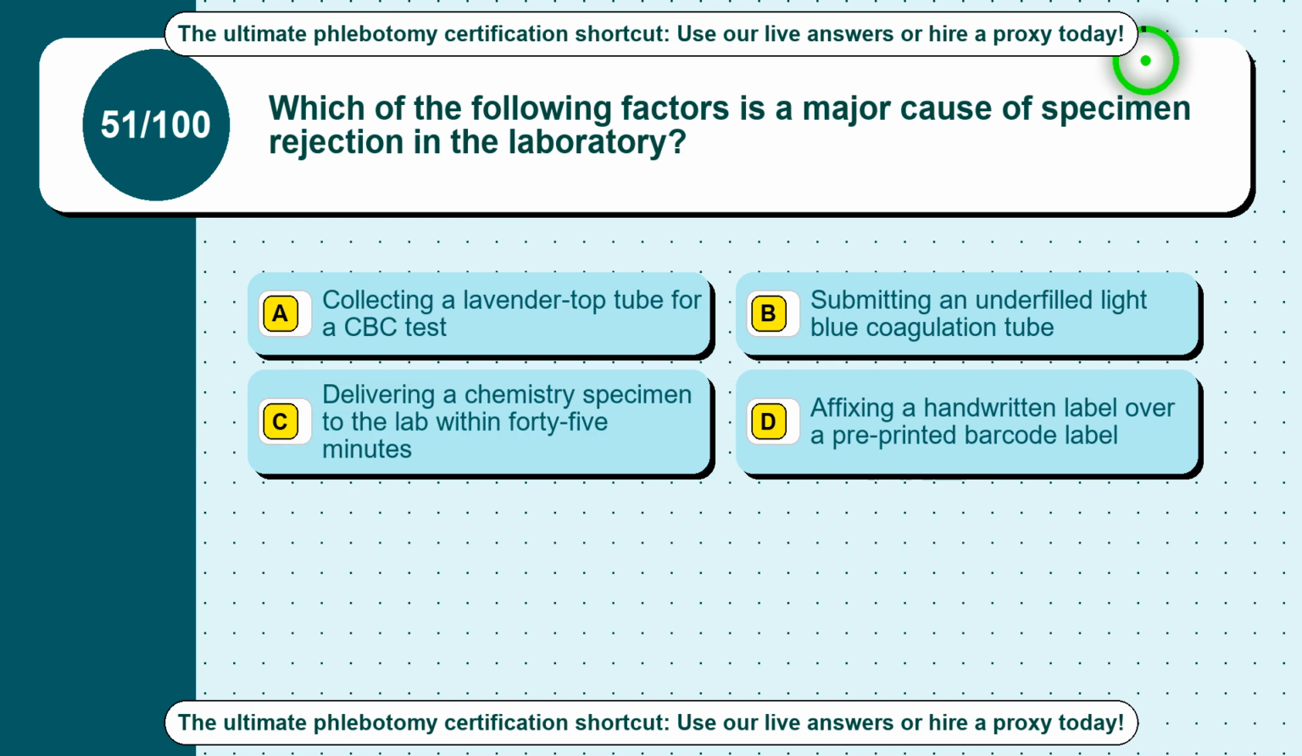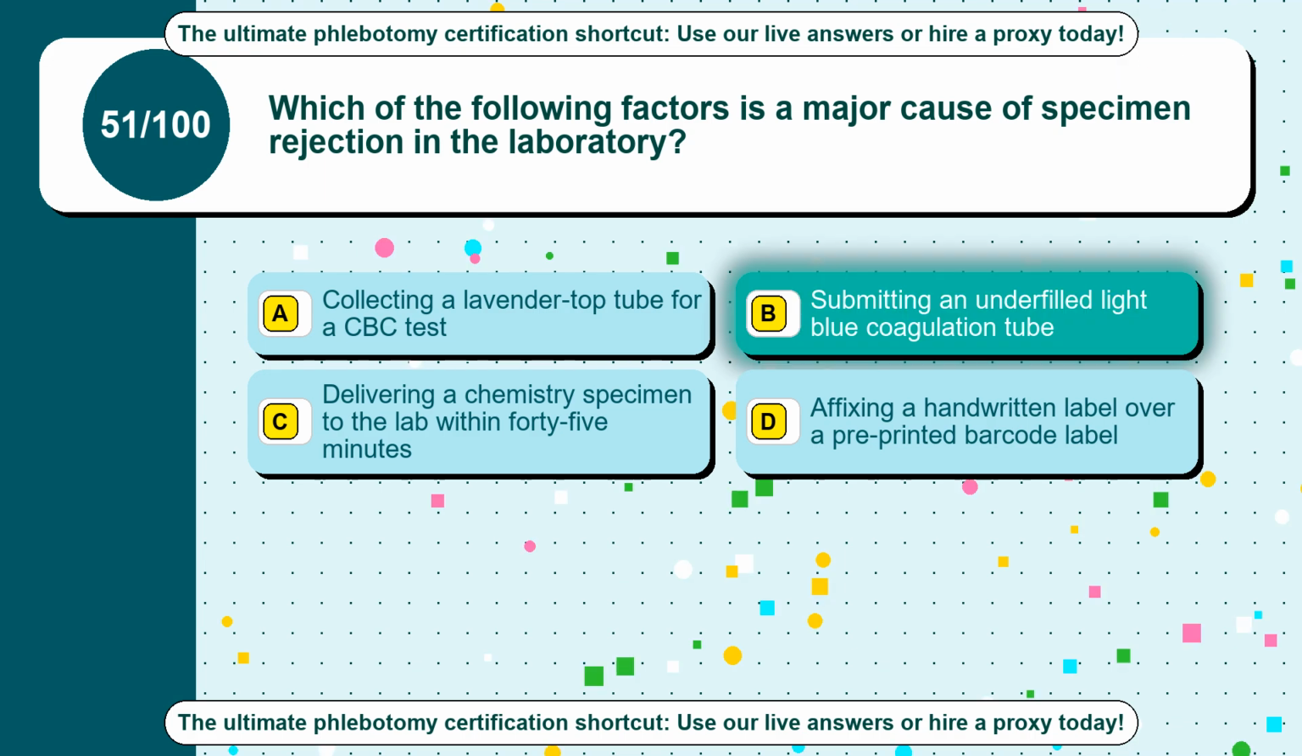Question 51. Which of the following factors is a major cause of specimen rejection in the laboratory? Option A. Collecting a lavender top tube for a CBC test. Option B. Submitting an underfilled light blue coagulation tube. Option C. Delivering a chemistry specimen to the lab within 4 to 5 minutes. Option D. Affixing a handwritten label over a pre-printed barcode label.